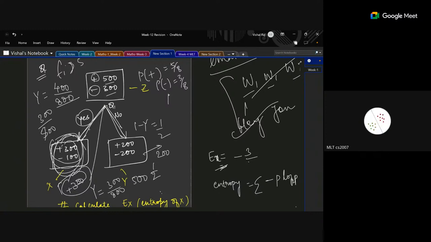Correct. So whatever he has said is correct. It doesn't matter how many classes, it just matters how many points you are getting in this box out of the original total number. Gamma is just the weighted value that you are getting in X.